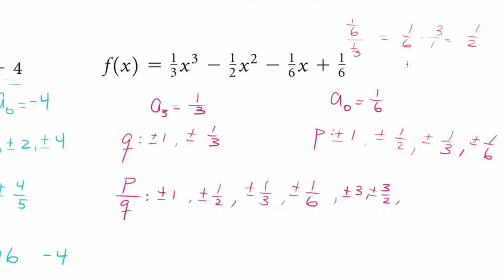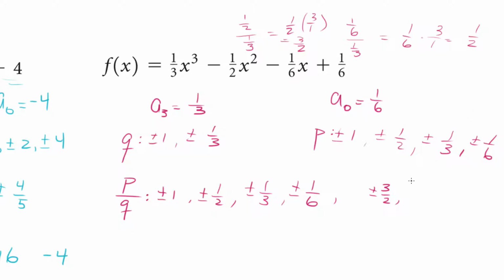Let me double check all of these. 1/2 over 1/3. 1/2 times 3 over 1, which is 3/2. So it's plus or minus 3/2. We got that. And then plus or minus. So we don't get the plus or minus 3. Okay.